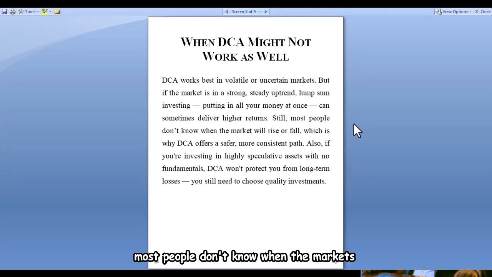Still, most people don't know when the market will rise or fall, which is why DCA offers a safer, more consistent path. Also, if you are investing in highly speculative assets with no fundamentals, DCA won't protect you from long-term losses. You still need to choose quality investments.